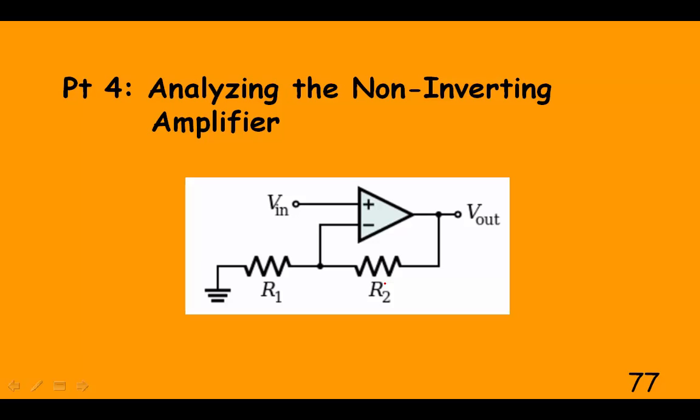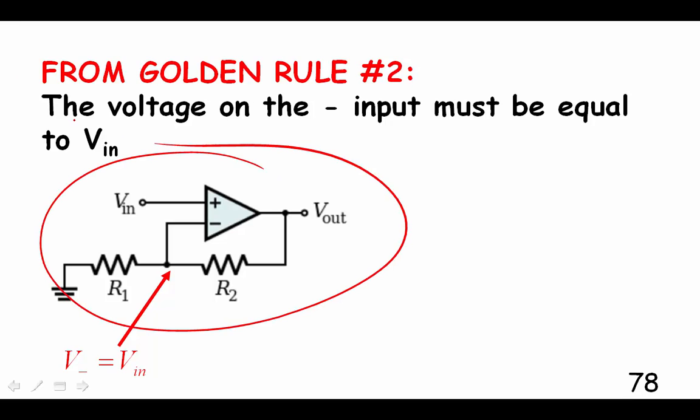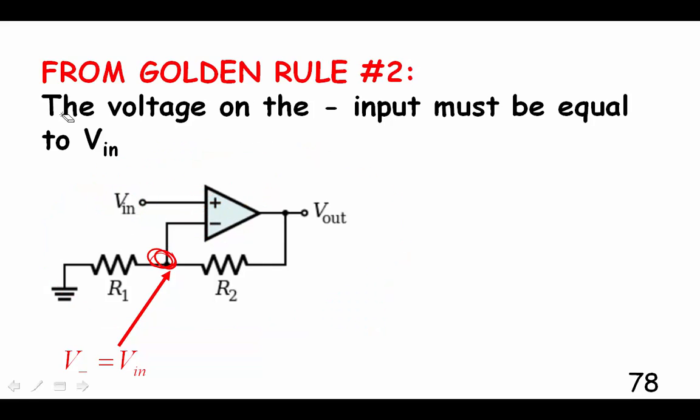Let's analyze the non-inverting amplifier. This is the schematic for a non-inverting amplifier, and from golden rule number 2, these two terminals will always have the same voltage. And since I have Vin on our positive input terminal, that means that Vin is also there at the negative terminal, because the op amp, when it's functioning, will maintain a zero potential difference between those 2 points. It's really very, very tiny, but it's essentially zero.